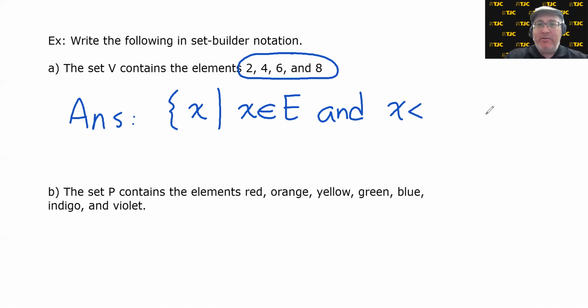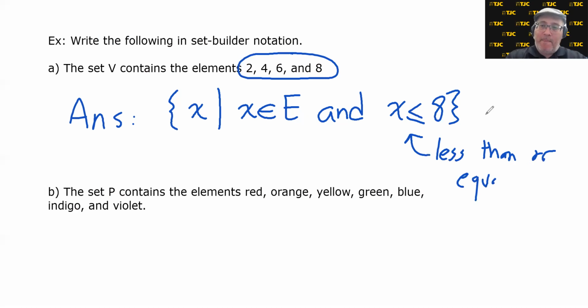We could even say X is less than 10, because this would not include the number 10 because 10 is not less than itself. Or we could say something like this. Do y'all know what this symbol is? It looks like less than, but it's actually less than or equal to. So I would want all the even numbers as long as they're less than or equal to 8. 2 is less than 8, 4 is less than 8, 6 is less than 8, 8 is equal to 8.